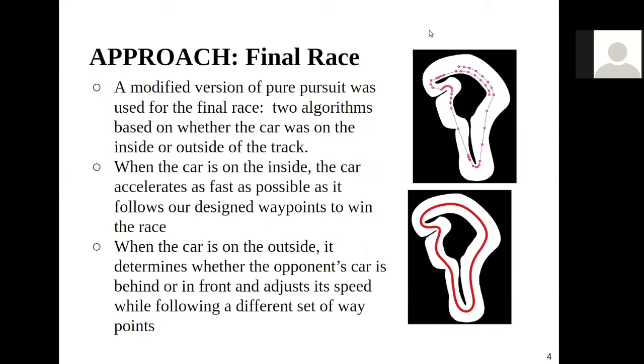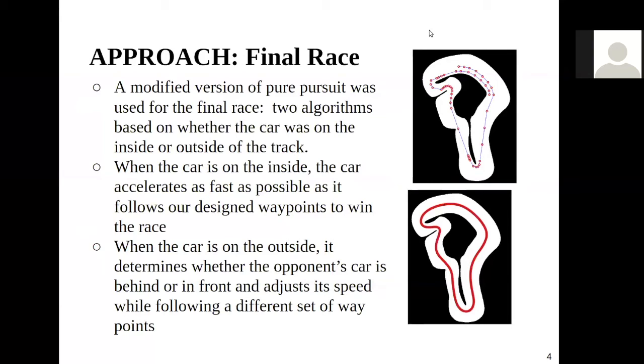Our final code uses a modified version of Pure Pursuit. Since we noticed that our team would be at a disadvantage on the outside of the track, we decided to design 2 algorithms, one for when we are on the inside and one for when we are on the outside of the track. When the car is on the inside of the track, the car uses an algorithm similar to the algorithm used in phase 1. It accelerates as fast as possible, following the waypoints we selected.